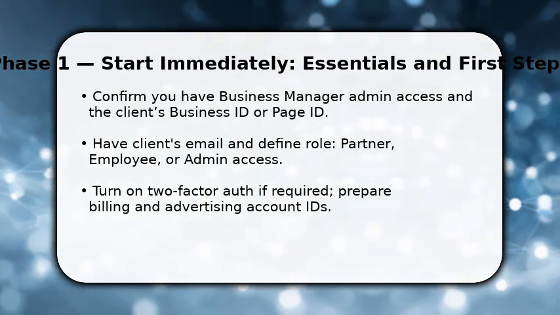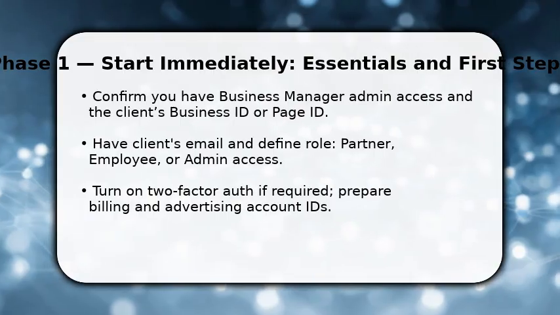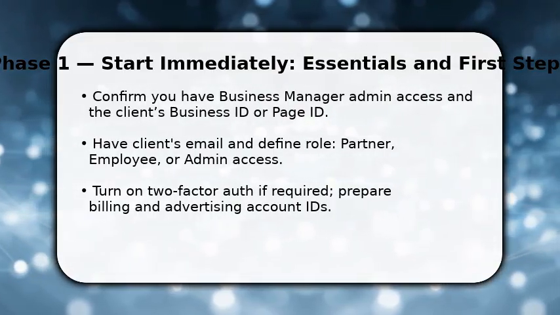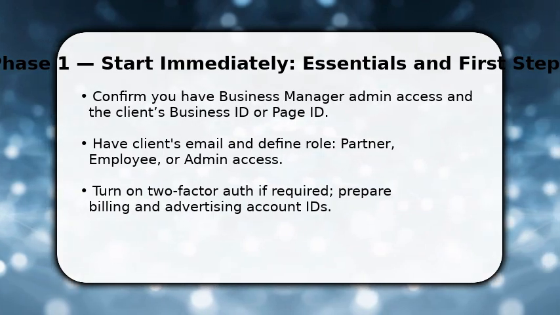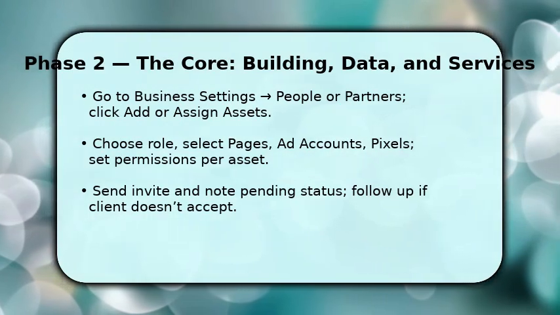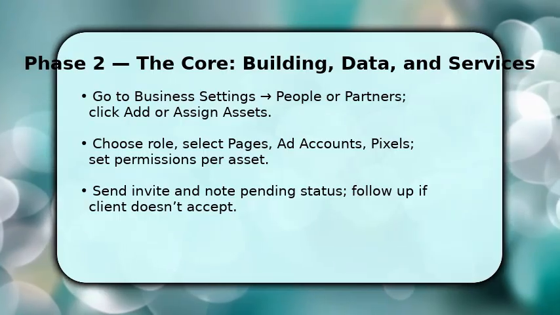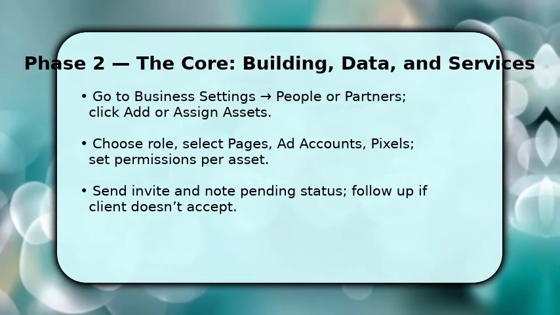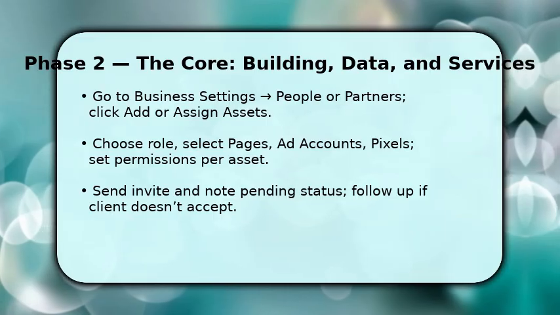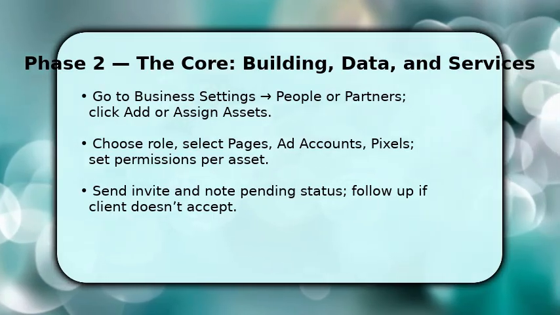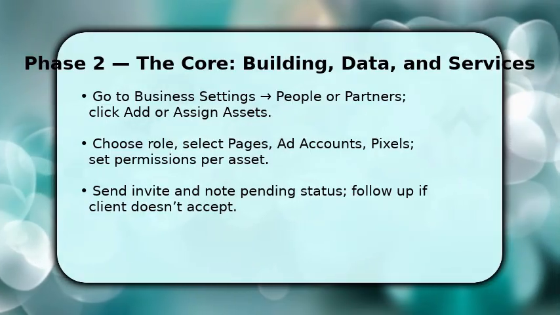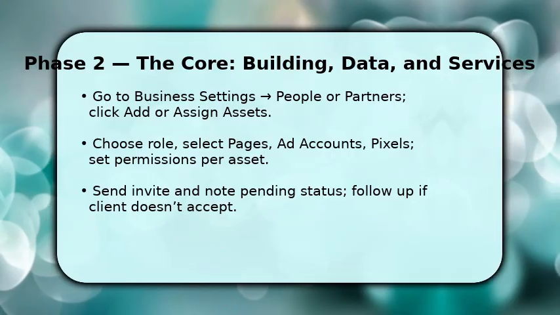This prevents access delays. Next, open Business Settings and navigate to Accounts, Pages, or Business Assets to begin adding the client. Now you add the client. Go to Business Settings and choose People for individual invites or Partners to link another business. Click Add, enter the client email, and select the appropriate role. Use granular permissions when assigning pages, ad accounts, pixels, or catalogs so they get only what's necessary.